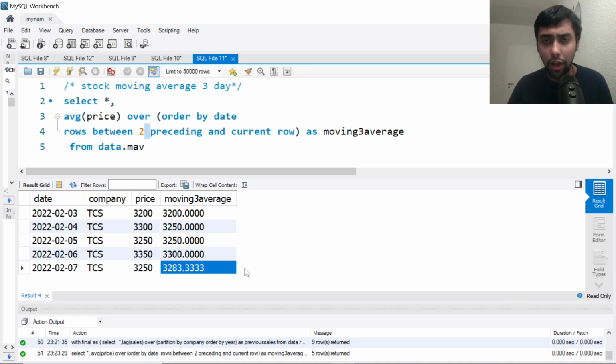This is what you see in stock market data. They say 3-day moving average, 7-day moving average, so on, right? As part of analysis. So this is what it is. We can use the rows between clause and average, and also use the over clause to arrive at this result. In this case, there's only one company, so we didn't use partition by. If there was stock market data of multiple companies, we would have also added partition by company or something.